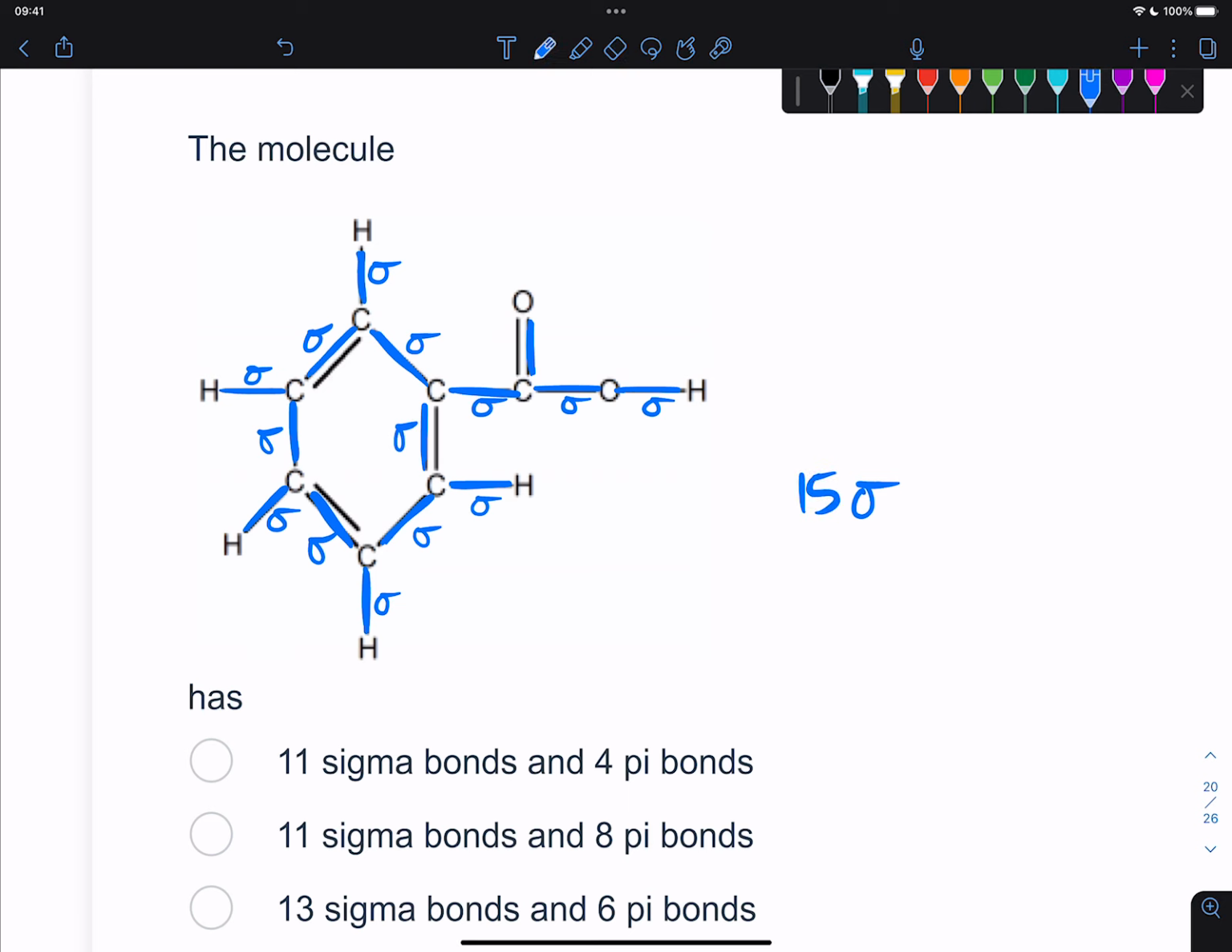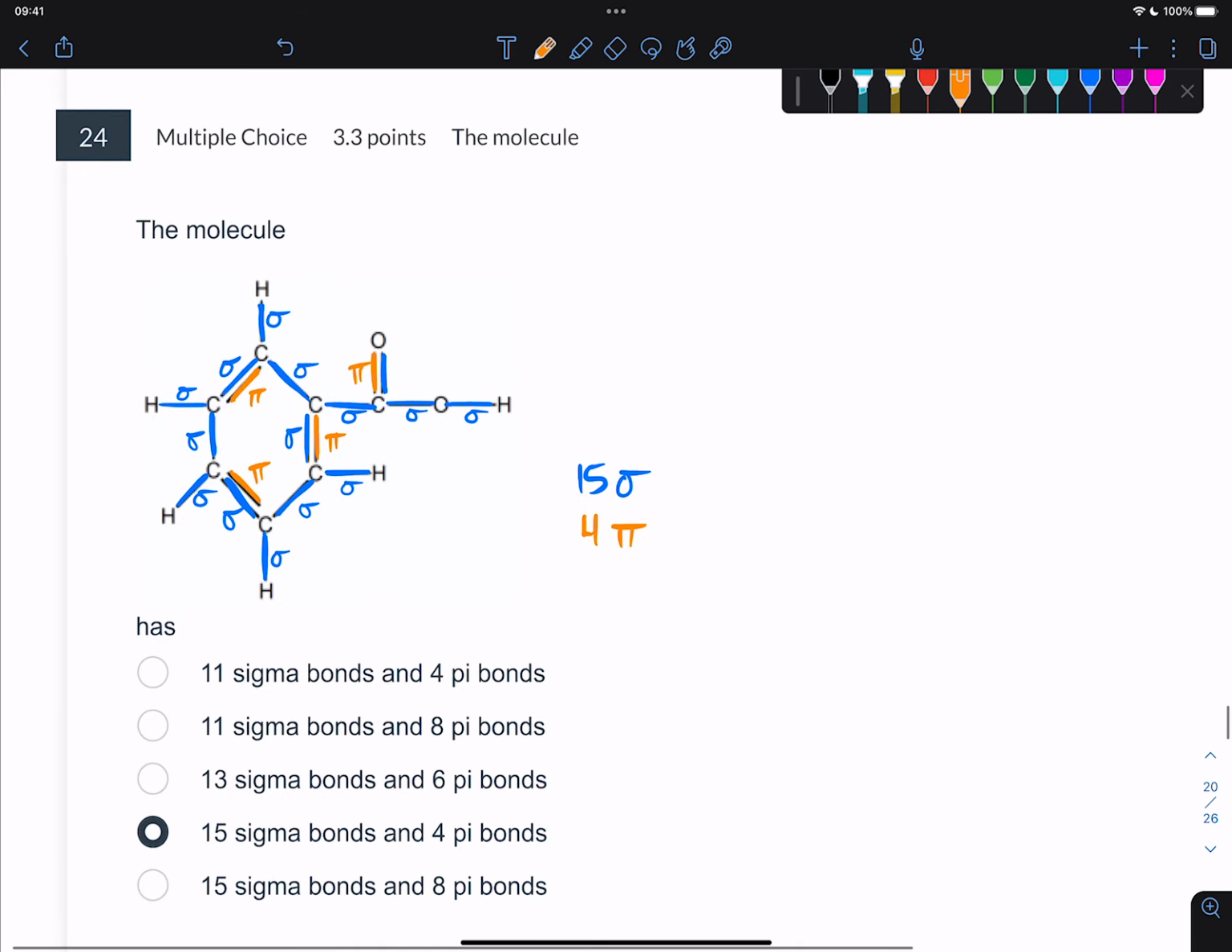Sigma bonds are the only type for single bonds, so all those are sigma. But don't forget that pi bonds are the other line in a double bond. I'll do those in orange. That's a pi bond. That's a pi bond. That's a pi bond. And that's a pi bond. So we have 1, 2, 3, 4. And that's our answer: 15 sigma and 4 pi.